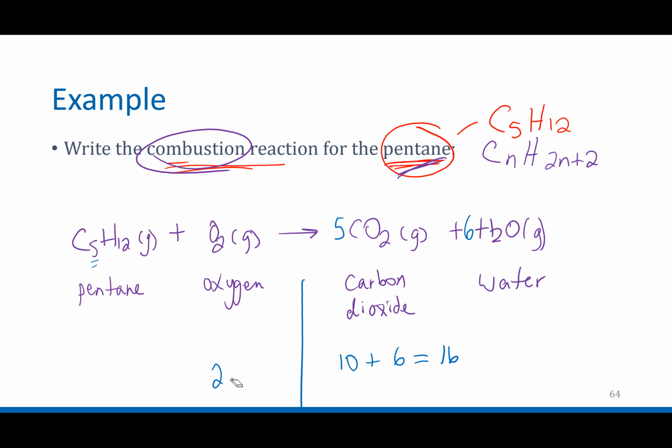The challenge is now I have 16 oxygens on the right, and I only have 2 on the left. So what I need to do is figure out a number that I can multiply that 2 by to make it become 16. And the answer is 8. 2 times 8, or 8 times 2, is 16.